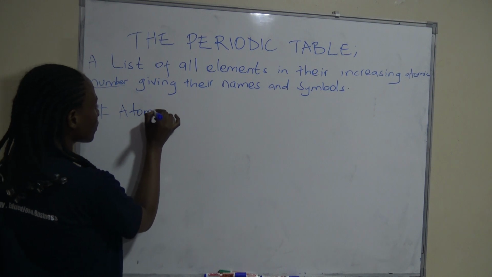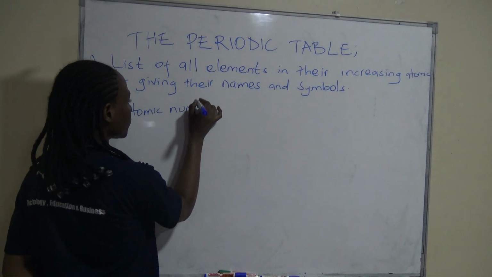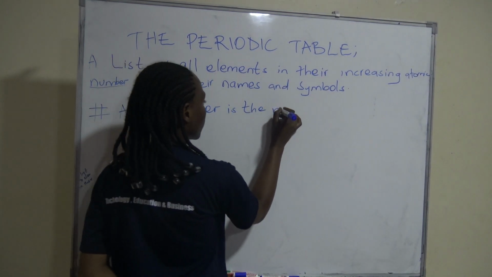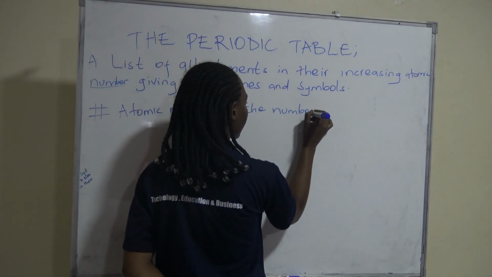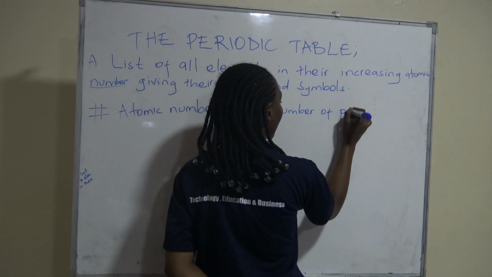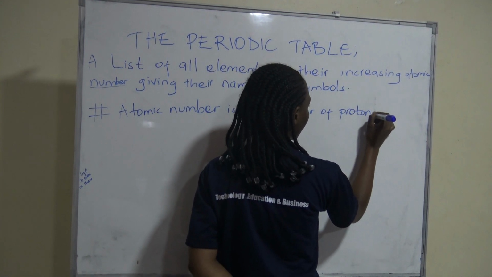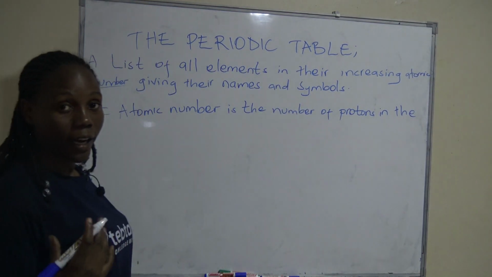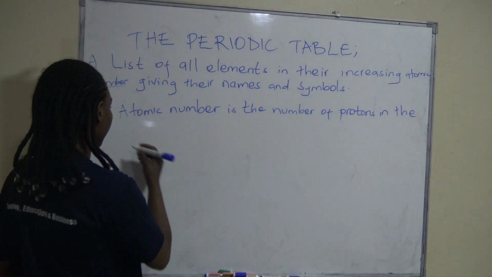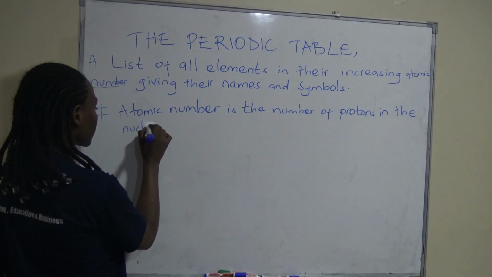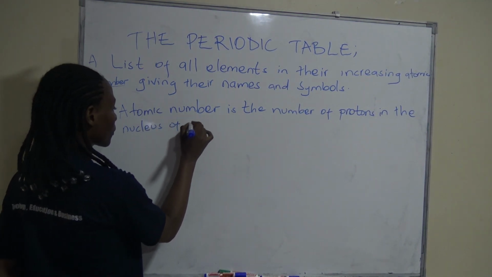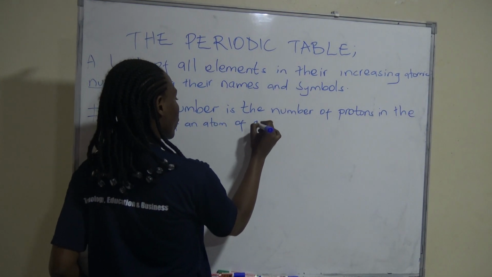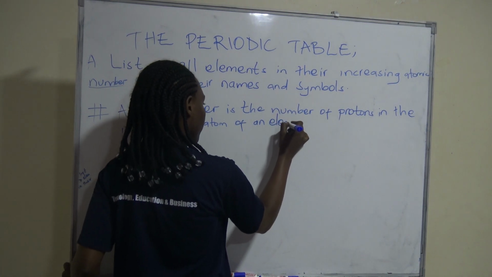Atomic number is the number of protons in the nucleus of an atom of an element.